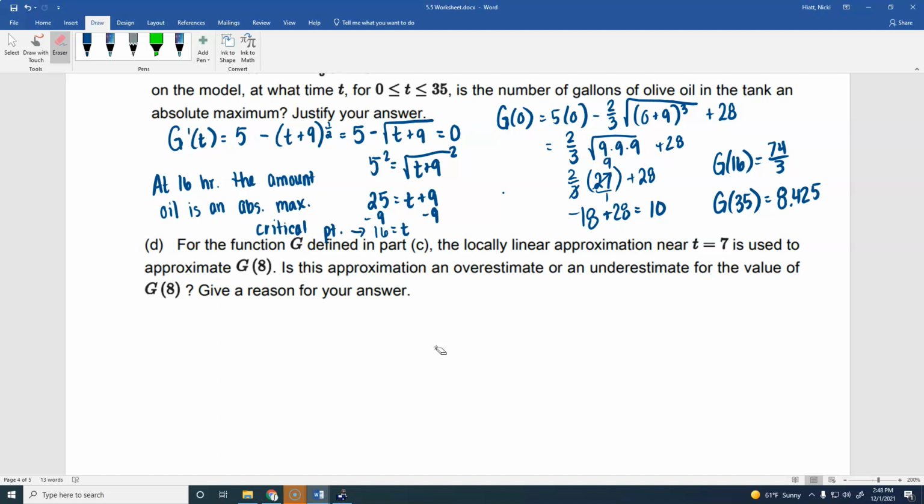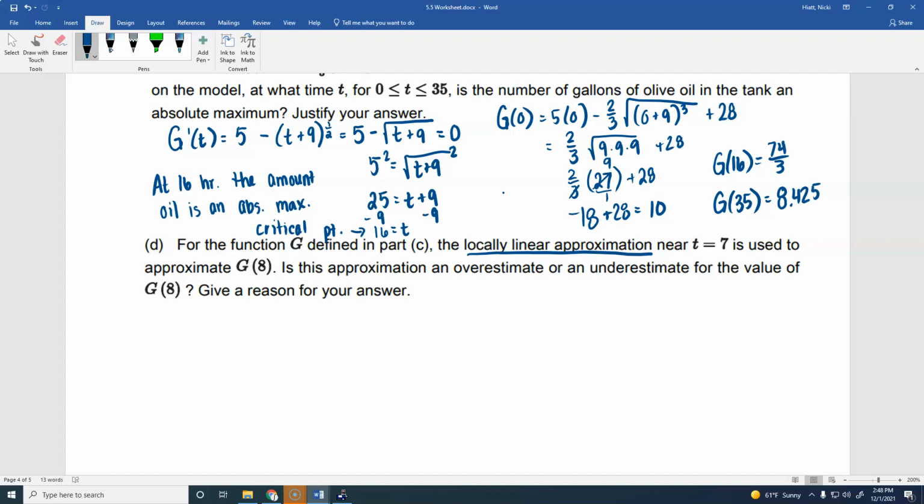All right, so for the function g defined in part C, the locally linear approximation near t is used to approximate g of 8. Is this approximation an overestimate or an underestimate for the value of g? Give a reason for your answer. So we have not done this yet, so that's why I wanted to make sure that we did this problem together. So locally linear approximation, this is something we did a little bit out of order, which is the reason we haven't seen it.